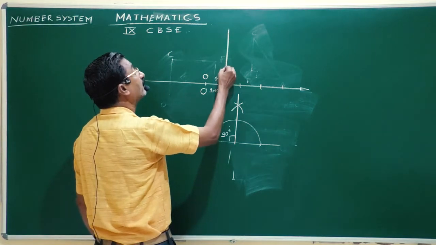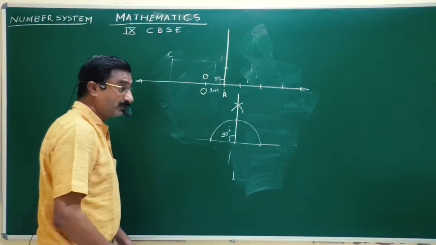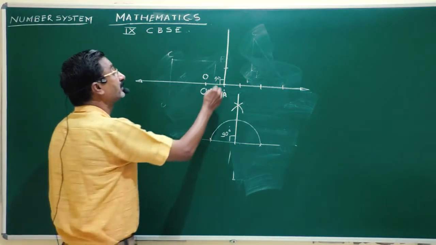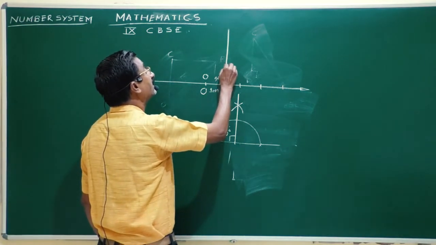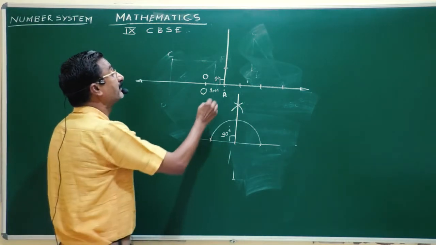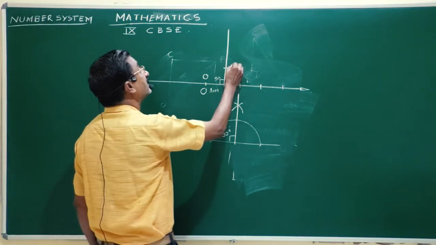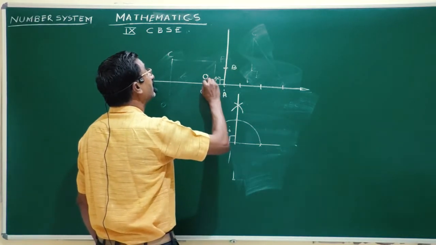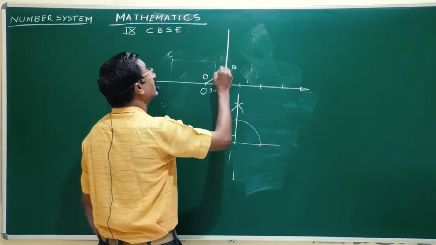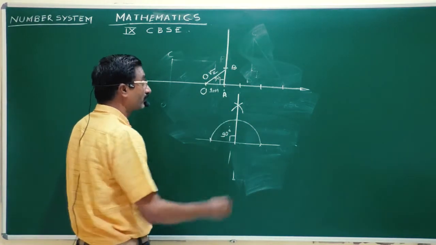Then measure 1 centimeter distance again by scale or by using a divider. It is better to use a divider. Nowadays school boys are not using a divider. They are using the compass, or directly measuring with the scale. So you can measure it with the scale. Say this is the point B. If you join this, you will get OB equal to under root 2.